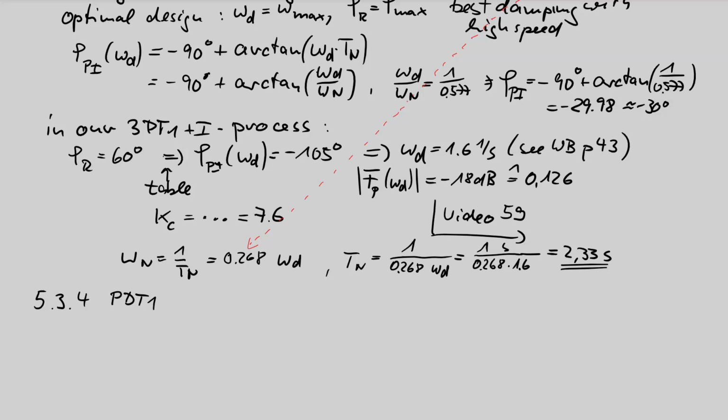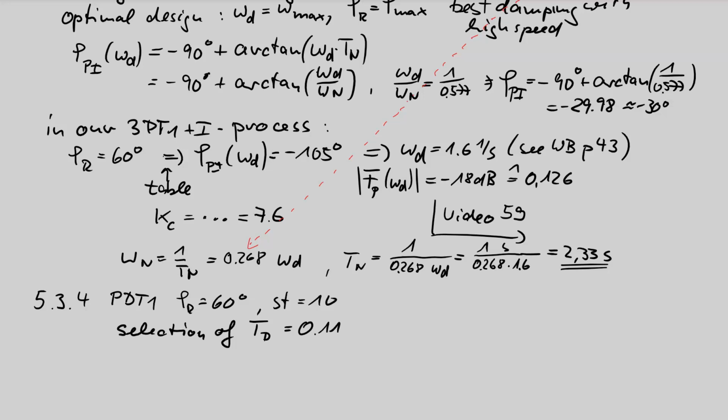PDT1 with phase margin 60 degrees and with step depth 10, standard values. For this we have a selection to make. Selection of TD should be made, and this can be done with pole compensation. Pole compensation for PI is forbidden, but pole compensation for the PD is possible.